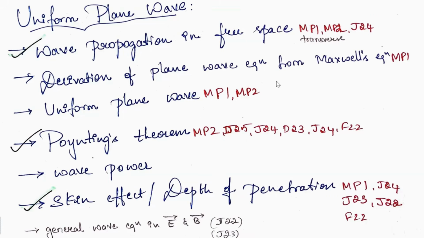Today we are continuing with module 5 part 2, that is the uniform plane wave topic. Here I will be discussing the derivations, the Poynting theorem derivation and the skin effect, which are most important for the exam.